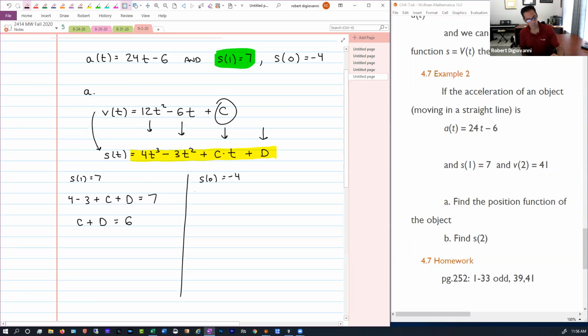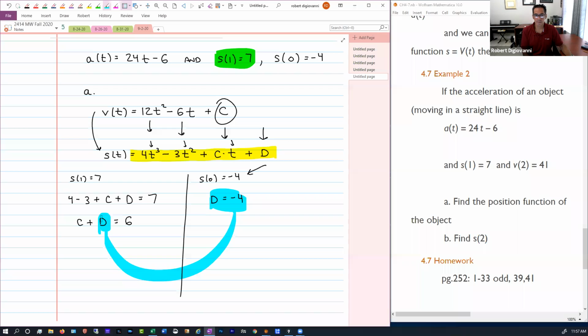Over here though, when I plug in 0 for T, then I would get what? Just the D, because all these T's would become zeros. So all I'd be left with is that D equals -4. But you see, once I know what D is, I can plug D in here, and now I can get C. So I'd have everything.